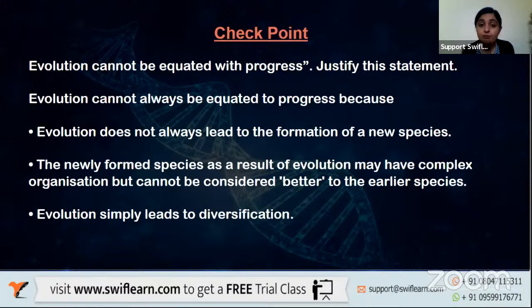The newly formed species, as a result of evolution, may have complex organization but cannot be considered better than the earlier species. Evolution simply leads to, I would say, diversification, isn't it? So it adds a number of species to the environment, but it does not mean that the older one has to go away or was bad and what we have evolved right now is the better one.